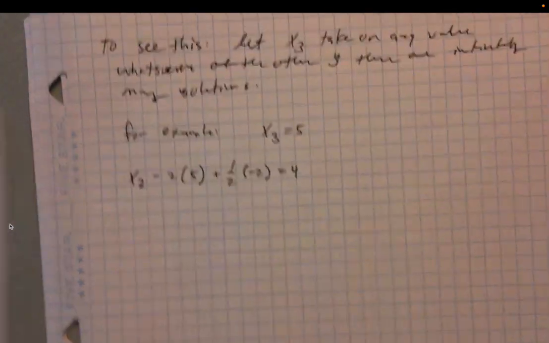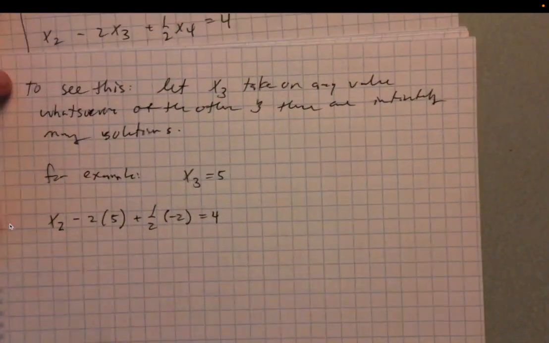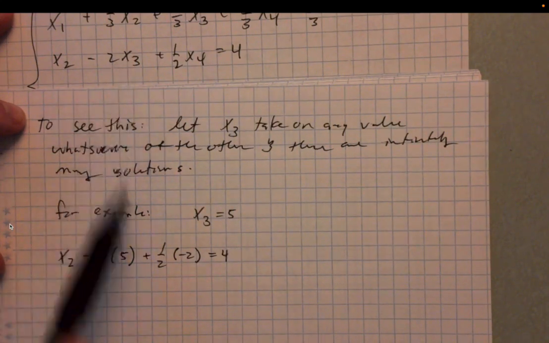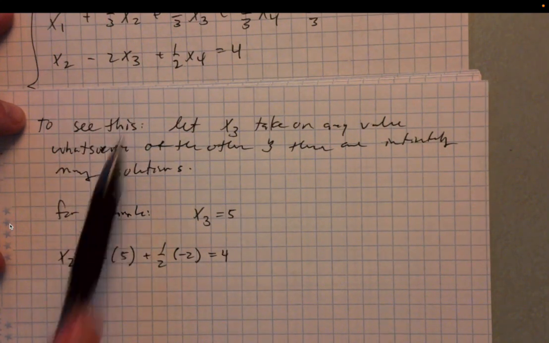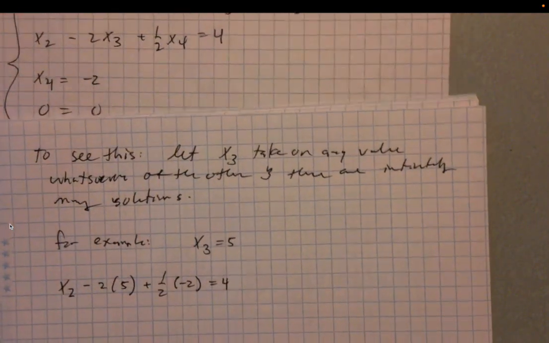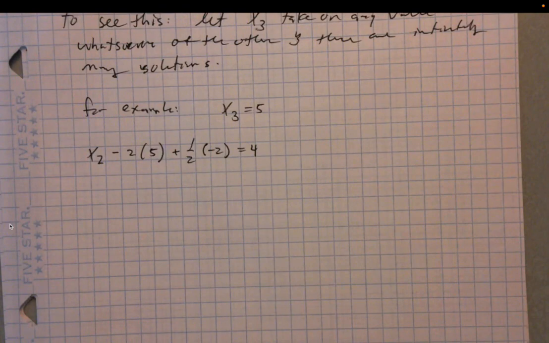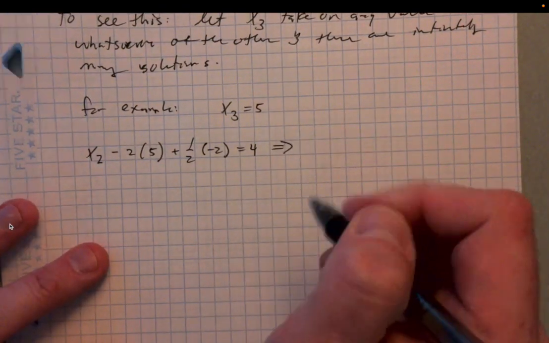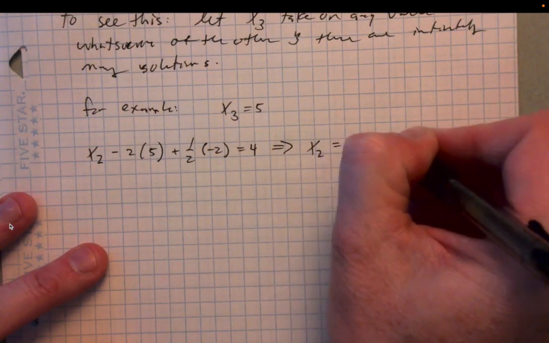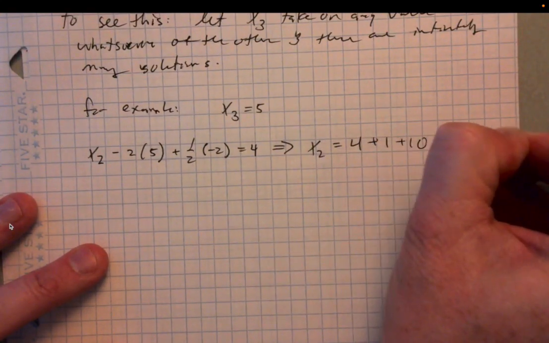What is that equation? Well, that's just our x2 minus 2 times x3. x3 is 5, so times 5, plus 1/2 x4. We know x4 is equal to -2, so we can just start plugging those things in. And what does that imply? It implies that x2 is equal to 4 plus 1 plus 10, so 15.